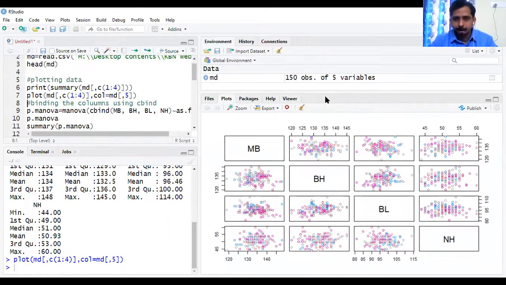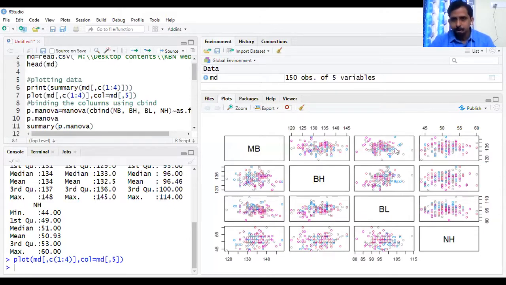Let us plot this. See what we're trying to understand here. Will the plot give some information when conducting comparisons? Yes, because if you see these three, the last column, they are related to MB, nasal height, breadth, height and nasal height, breadth and nasal height. They are totally scattered around.